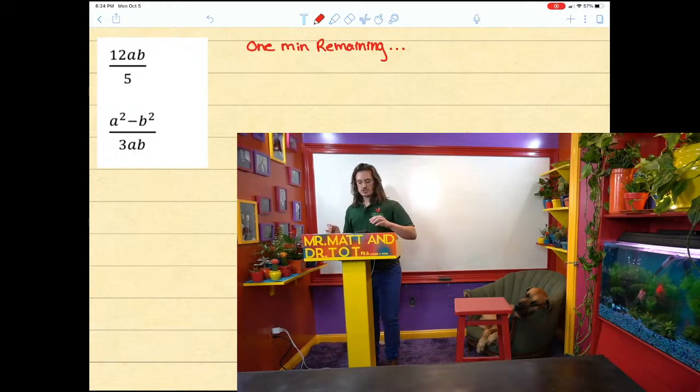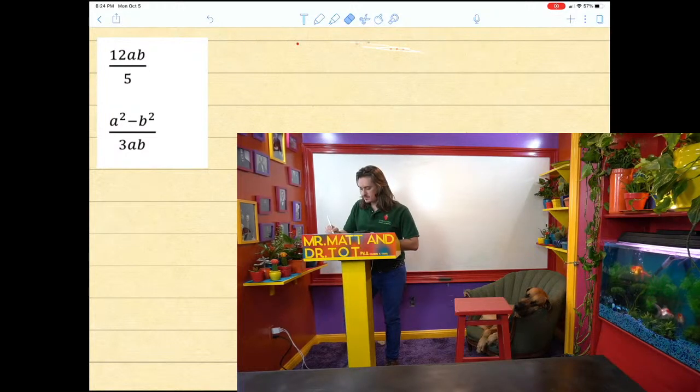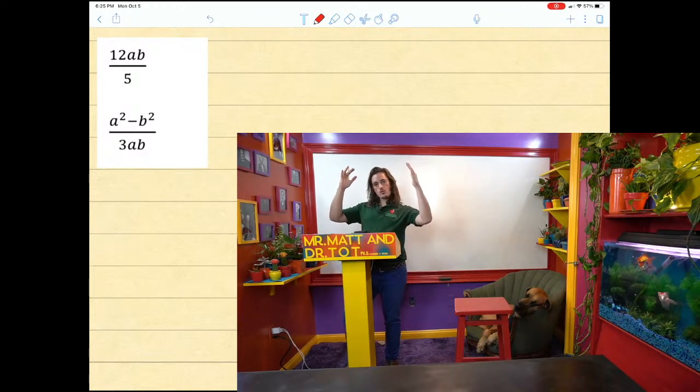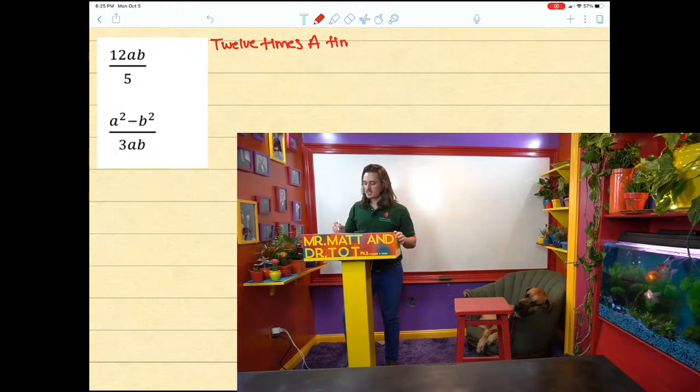Okay, so for the first expression here, we have a numerator of 12 times a times b. So we could write this out as 12 times a times b. And now if you have a whole expression in the numerator, you can indicate that it's the entire expression, all of the values, the 12, the a, and the b, that are divided by 5 by saying 12 times a times b, quantity divided by 5.